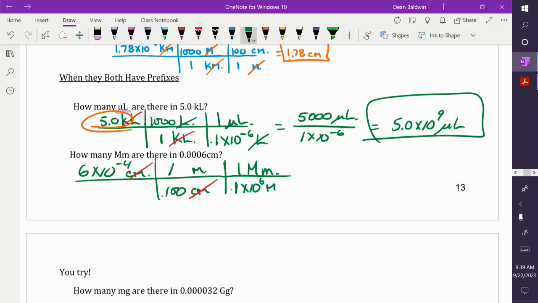All right. Multiply across the top. Think about the units. The units cancel for meters. We're left with megameters. 6 times 1 times 1. The top is going to stay the same. The bottom is 100 times 1.0 times 10 to the 6. Should be 1.0 times 10 to the 8, I think.